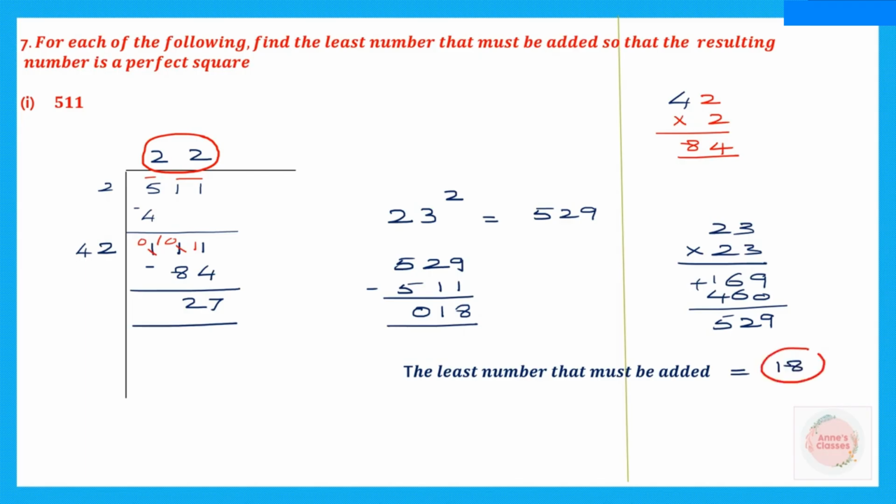So I hope you have understood this, children. When you have to add, it's different. When you have to subtract, you just take the remainder. When you have to add, you look at the quotient and find the square of the next number. 22, we found the square of 23. And then that answer and the dividend here we subtract, and the answer that you get is the least number. So keep this in mind. Again, with a lot of practice, you'll be able to get this easily.